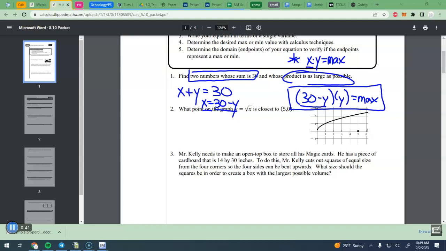Yeah. How did it switch to 30 minus Y times Y? Oh, no, never mind. I see. Yeah, well, you're not the only one. So I had X times Y. I still have X times Y, but I just wrote X like this so that I only have one variable. Other questions on one?